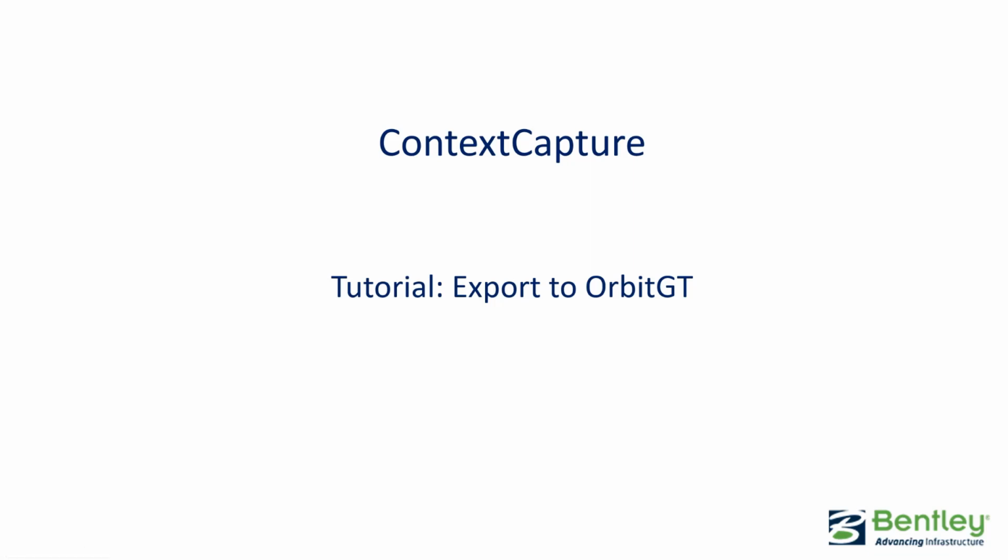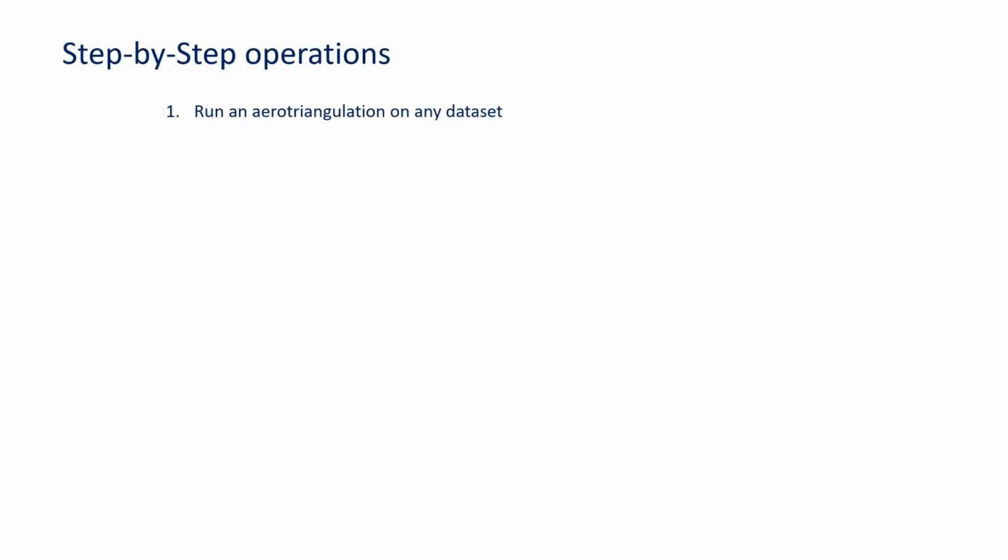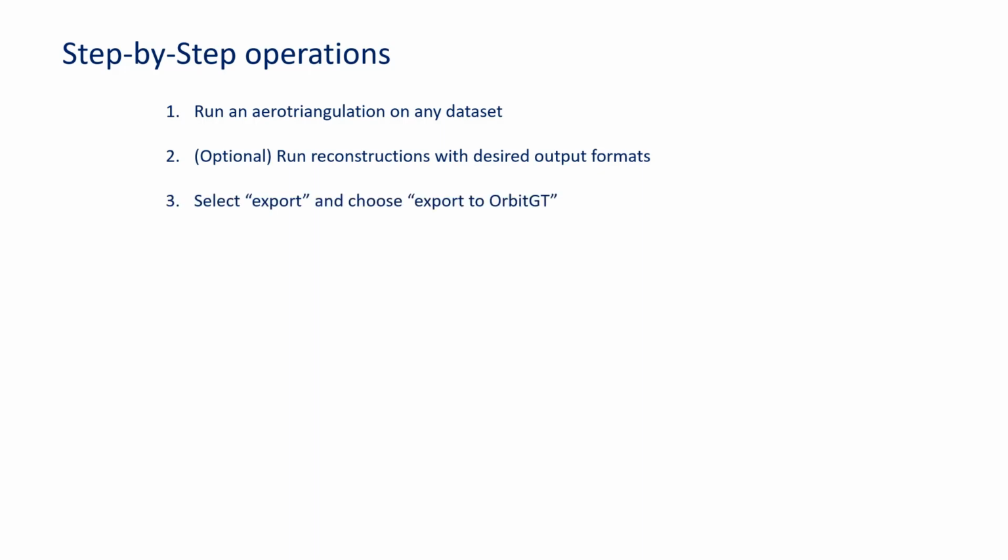Context capture tutorial on how to export to OrbitGT. Step one is to run an aerotriangulation on any dataset. Step two is optional. That's to run the reconstructions with your desired output formats of that block. Step three is to choose the export option and then export to OrbitGT.